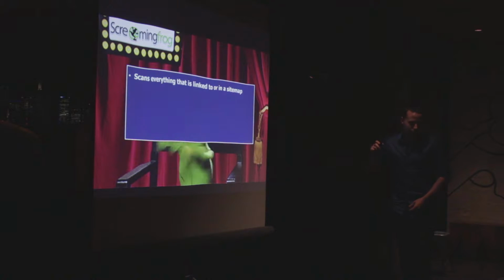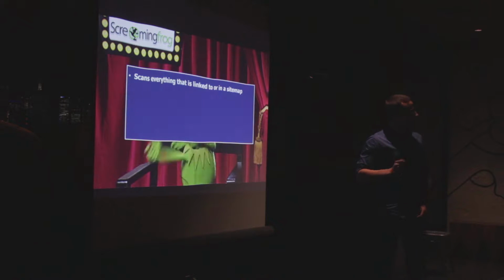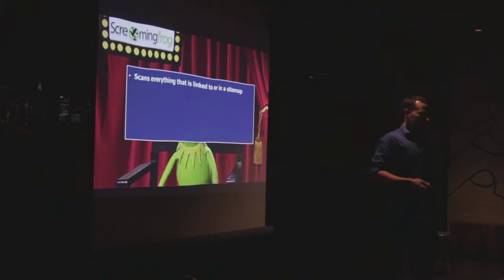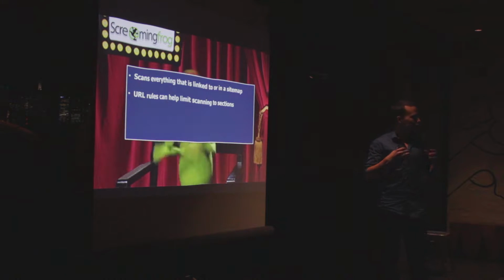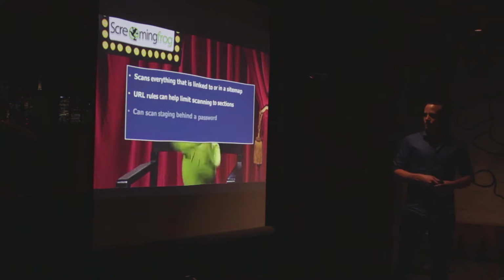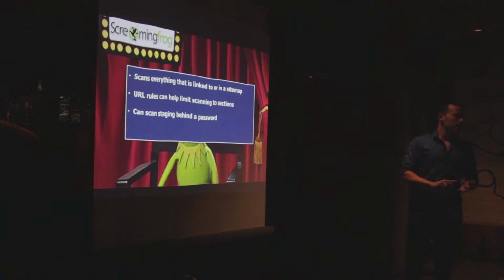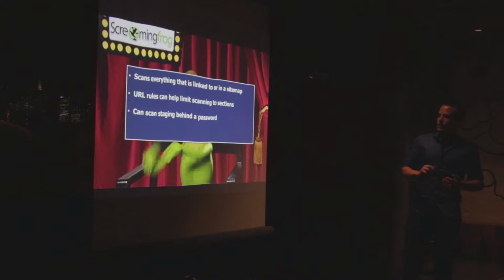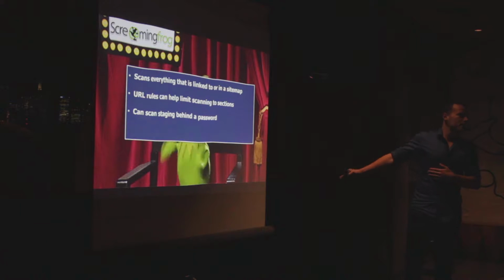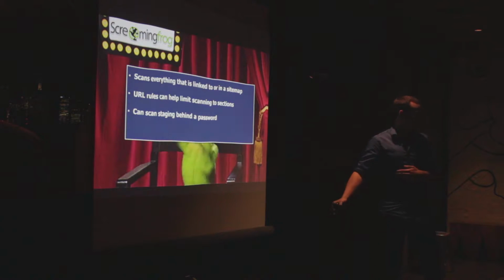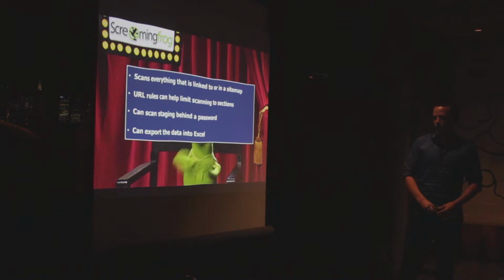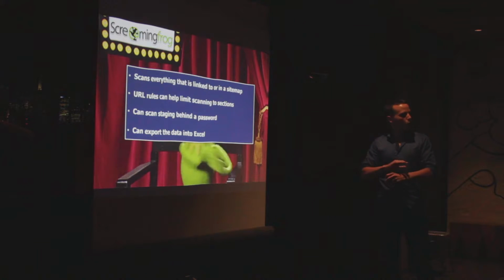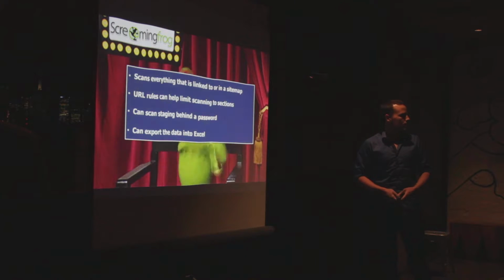So Screaming Frog is going to scan everything that's currently linked to on the website, or that you've got in a sitemap. You can set up your URL rules, so you can limit the scanning just to a single site section. You can scan your staging behind a password, so making sure that you can enter your login and your password there, just to be able to scan a staging site where a developer might have set up a test environment, so that Screaming Frog can jump through it all. But the most important factor here is that you can actually export all the data into Excel, so you can start playing with it properly.